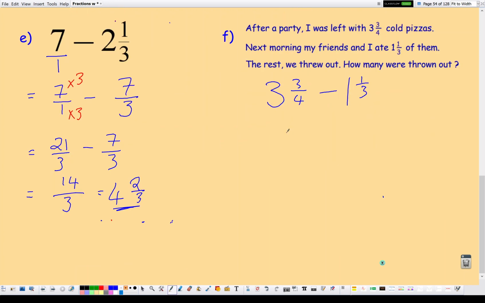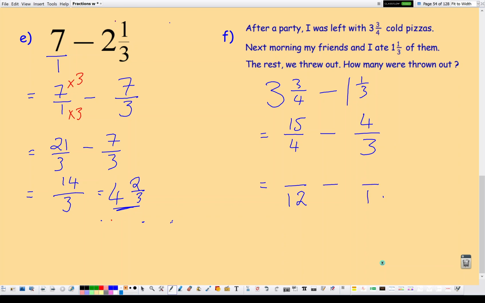So first of all, change them to top heavy. So this is going to be something over 4, take away something over 3. 4 times 3 is 12, add 3 is 15. 3 times 1 is 3, and 1 is 4. Now again, when you practice this, you start to get the hang of the lowest common multiple of certain pairs of numbers. 4 and 3, we should start to remember that they're going to change to 12, right? That's the lowest number that you can both go into. It's like 3 and 5, 15. 4 and 3, 12. 3 and 2, 6. The more you practice, hopefully that becomes automatic.